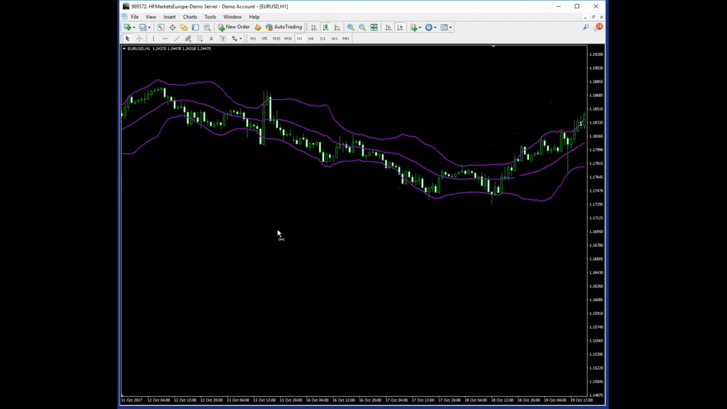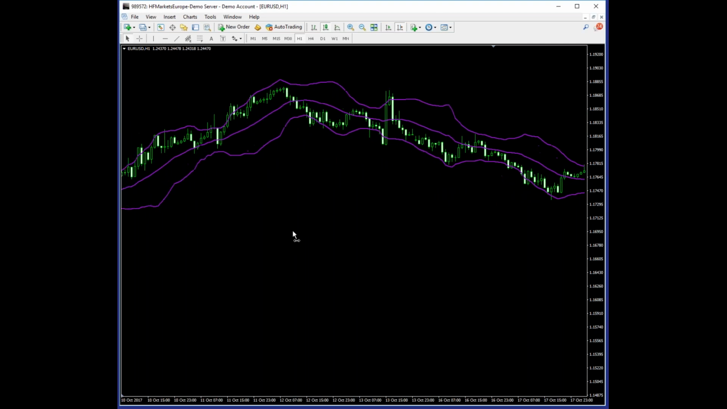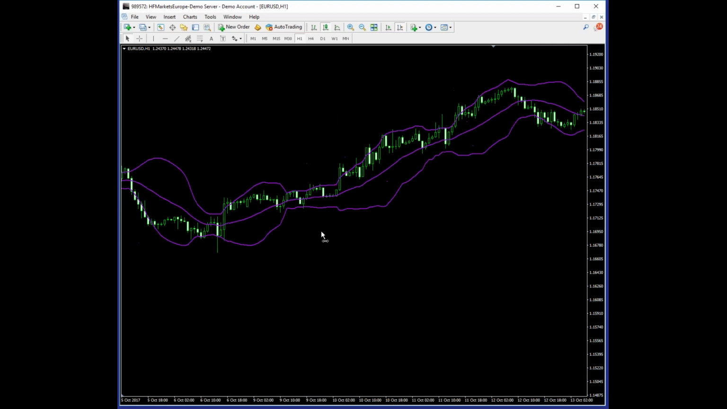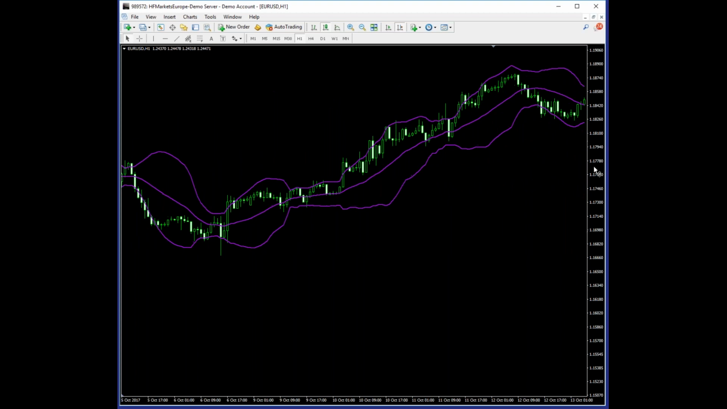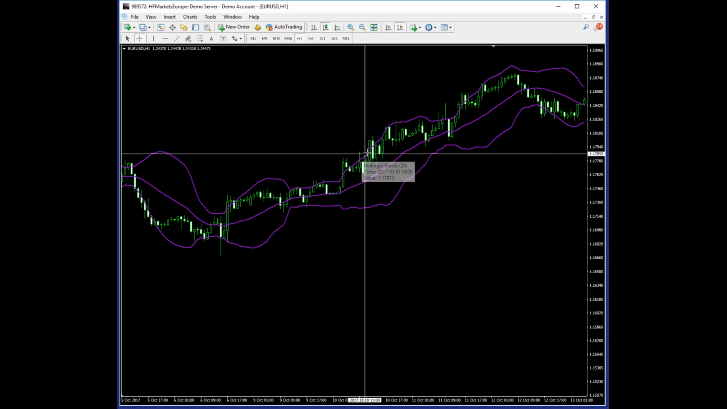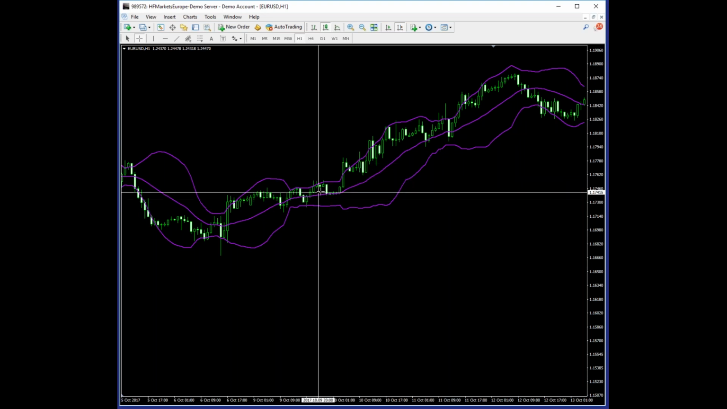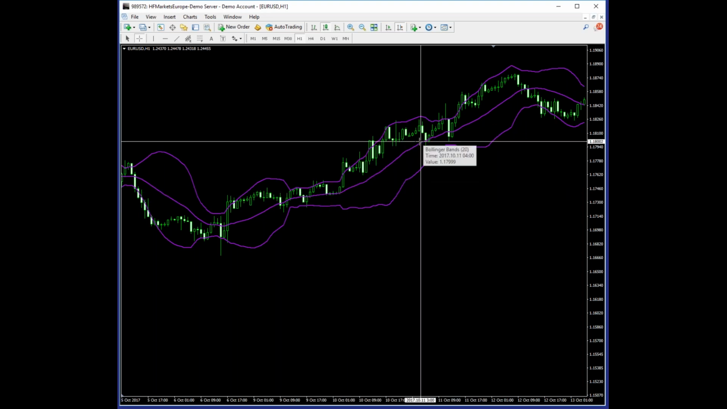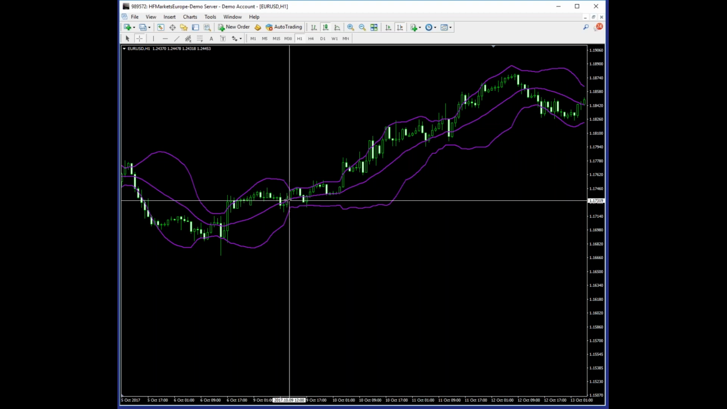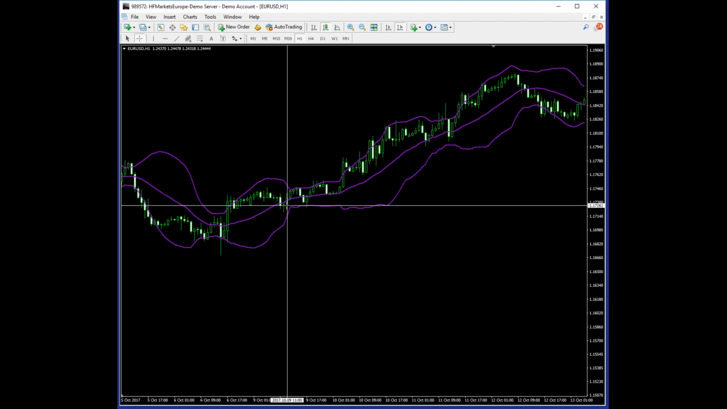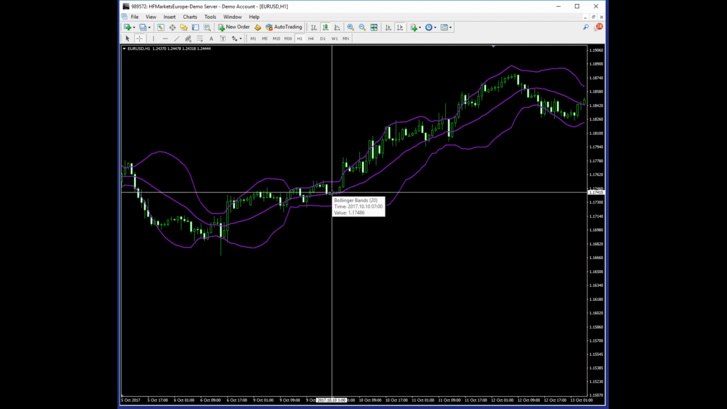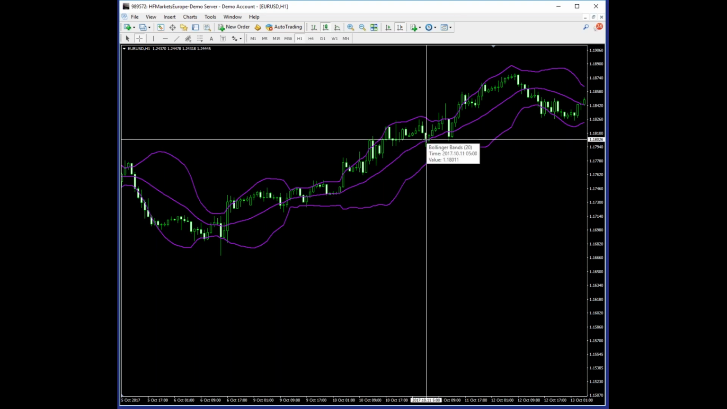Let's look further into the past. Again, we have another channel surfer here, starting at this point, and we have several bounces at this moment. After, I'll consider this 1, 2, 3 at the start. This fourth one would have been my trade entry.